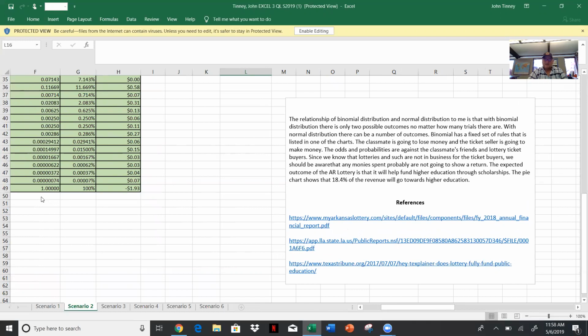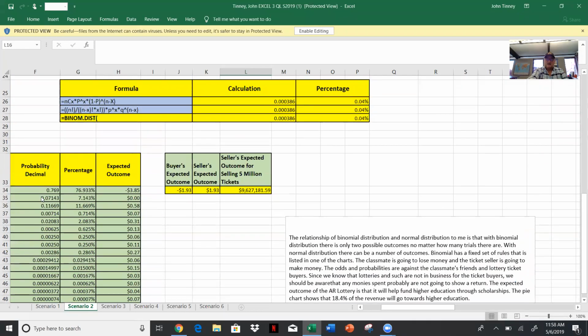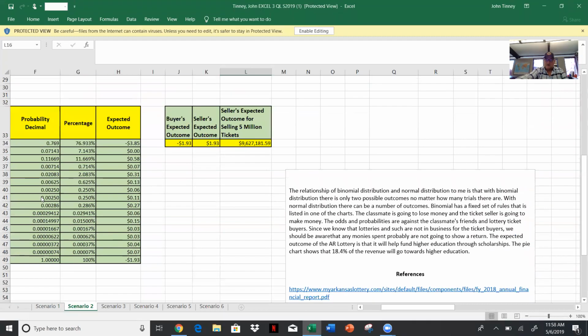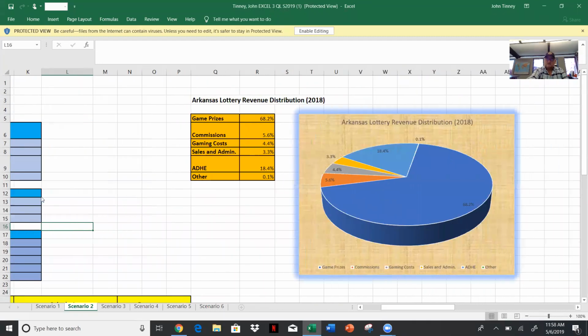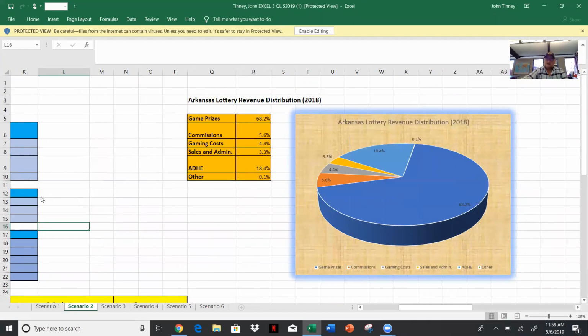The odds and the probabilities are always against the player, and they're for the lottery people, so just like Oaklawn. I tell people all the time going into Oaklawn, hey man, what's the best horse to bet on? And I'll always tell them, hey, it's best to not even go in there. Some of the charts that we came up with showed the revenues for Arkansas: 18.4% of the revenues go to education in Arkansas.